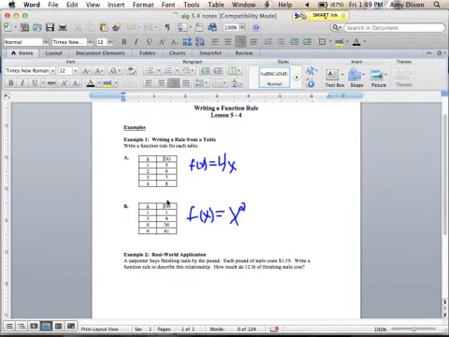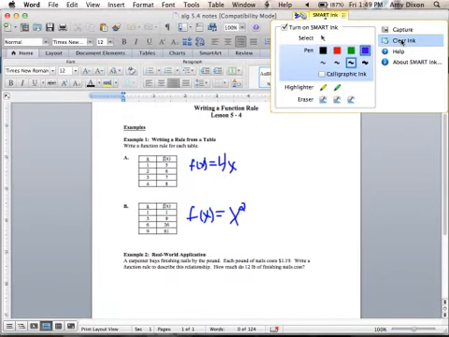So the key thing is to go ahead and write your variable that's on the right column. Go ahead and write it down and then put in equals and then talk about what happens. Try to figure out what happens to x to become f of x. And then you can write your rule.